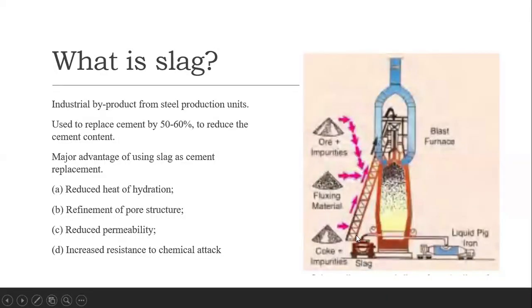The slag which is coming out as a byproduct from the steel unit will be called as ground granulated blast furnace slag, where this type of slag will be used as a source material for cement manufacturing process, where nearly 50 to 60% of the cement was replaced with this type of material, this type of slag.